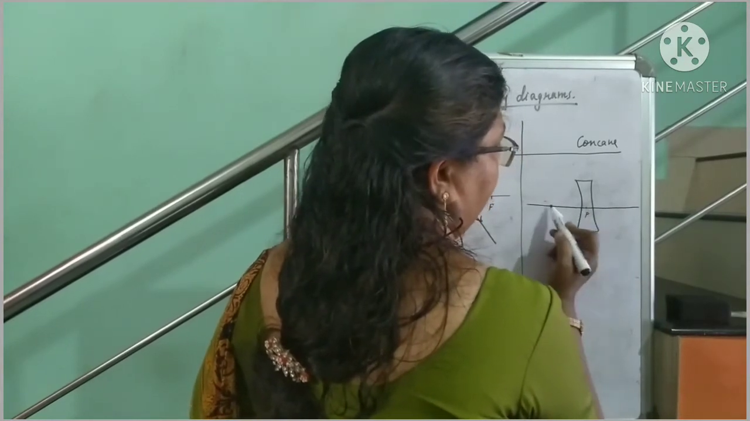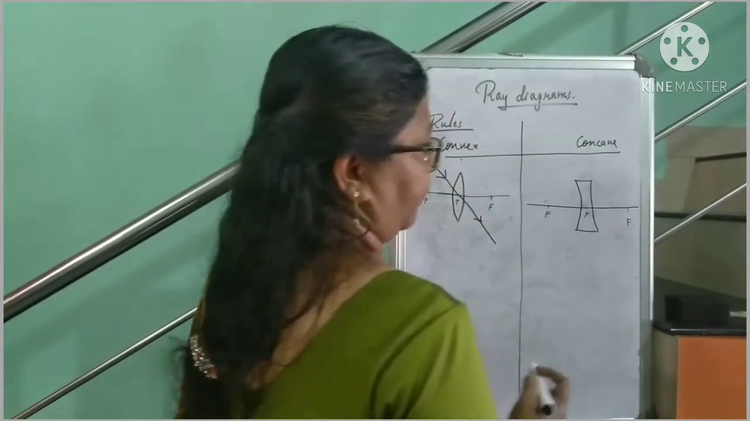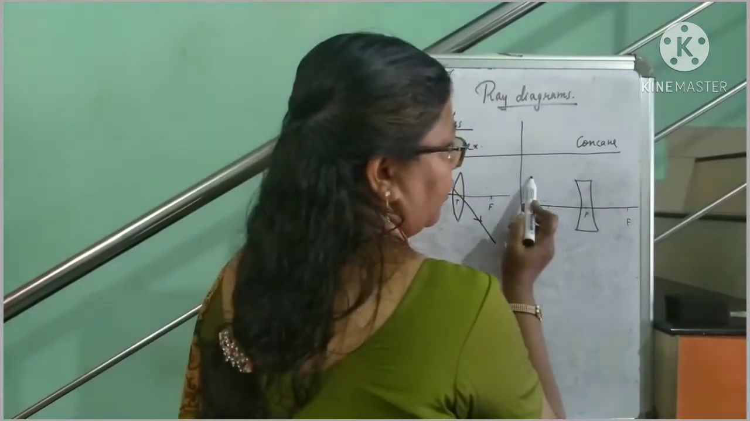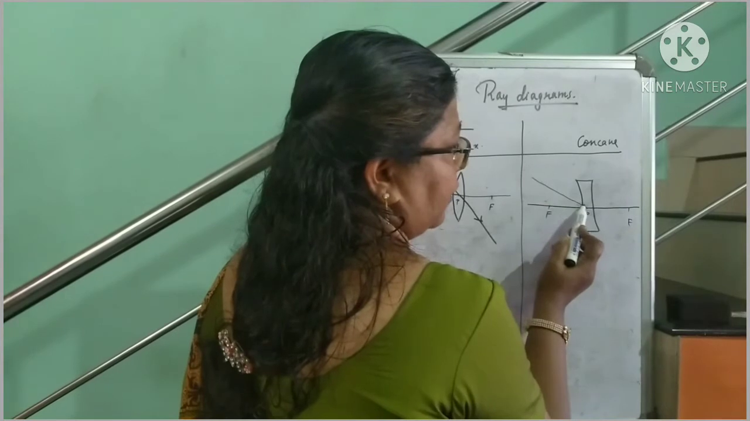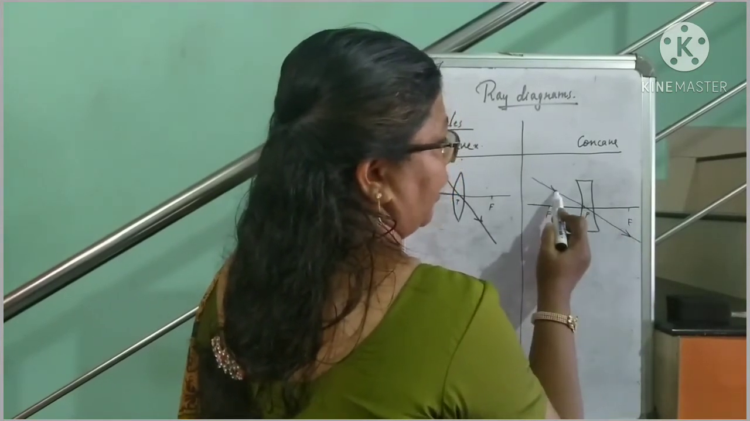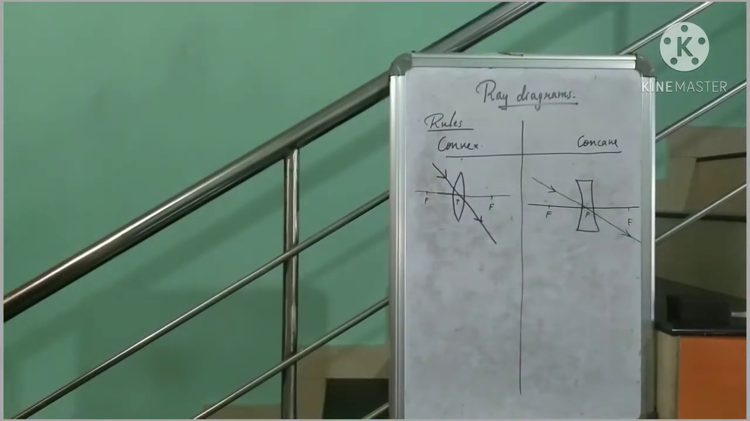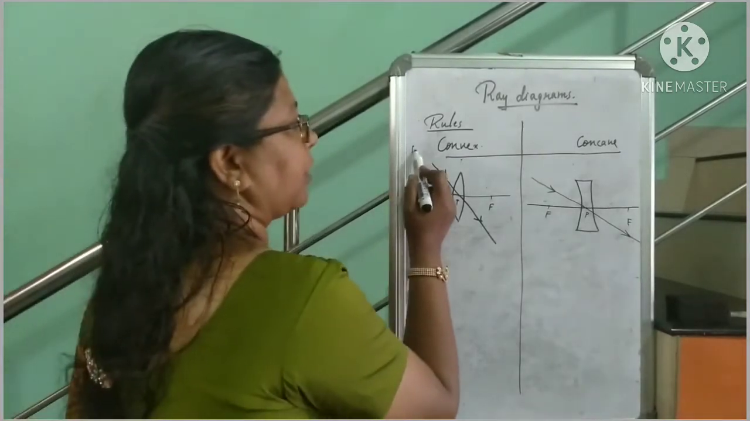Marking pole here. This is F and this is F. So here also a ray of light passing through the optic center will not undergo any deviation. This is rule number 1. Then we will move on to rule number 2.